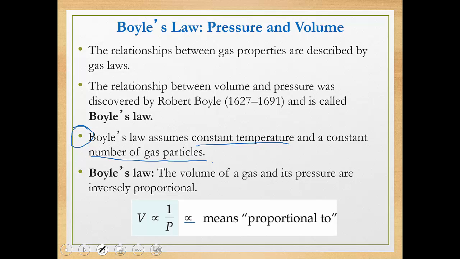If you see right here, this symbol means proportional to. We're not saying equal to, we're just saying proportional to at this point. We'll use equal a little bit later. But here's your relationship right here. The volume is inversely related to the pressure. That just means that if one goes up, the other goes down. They don't go in the same direction, they go in opposite directions.